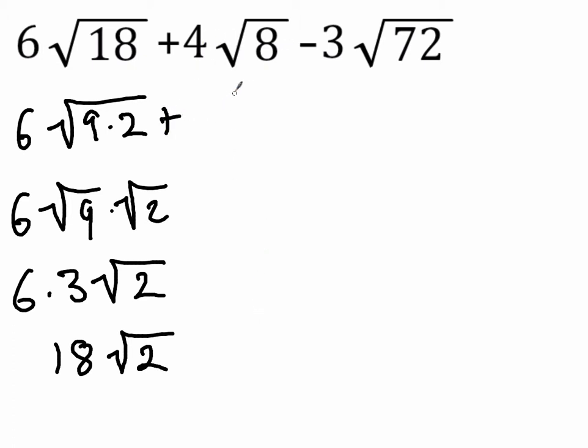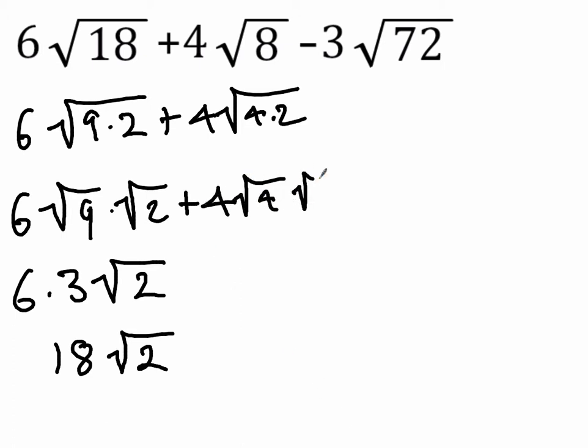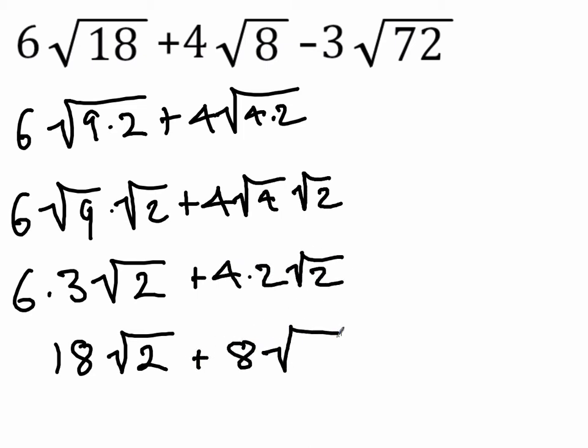Plus 4 times the square root of 8. Square root of 8 is the same thing as the square root of 4 times 2, so that's 4 times the square root of 4 times the square root of 2, which is 4 times 2 times the square root of 2, which is 8 times the square root of 2. So you can already see we have two terms where the radicand and the index are the same, so we're going to be able to combine these. Let's go ahead and keep working on this last one.